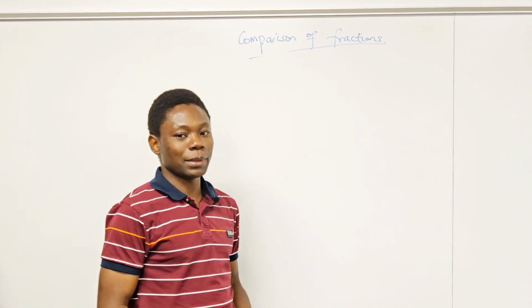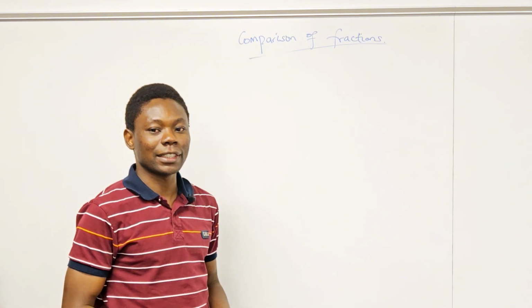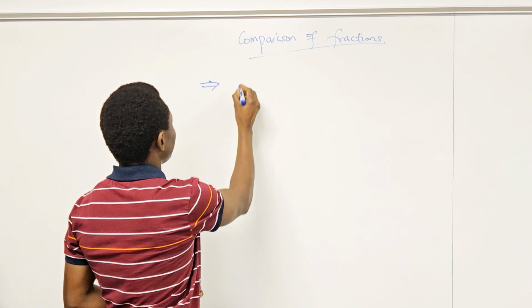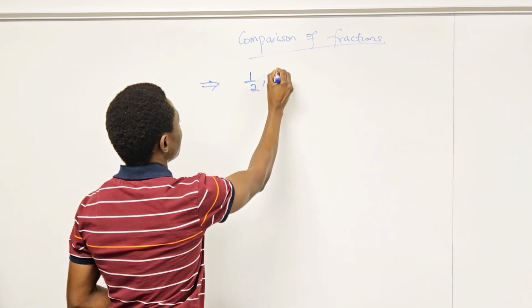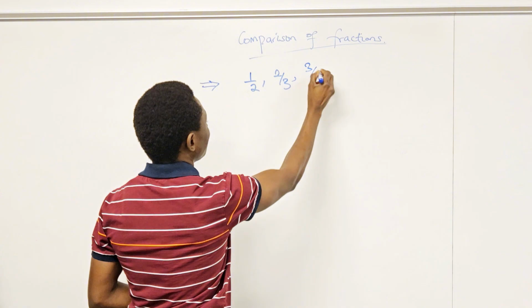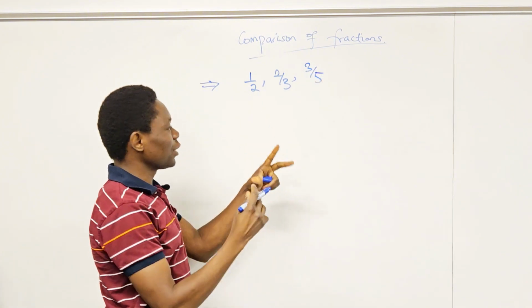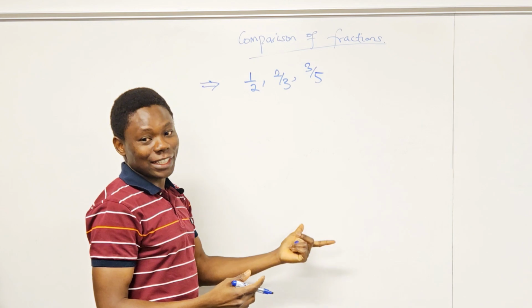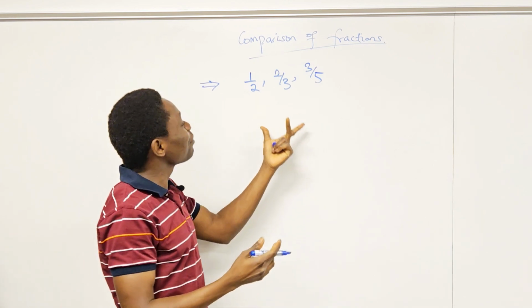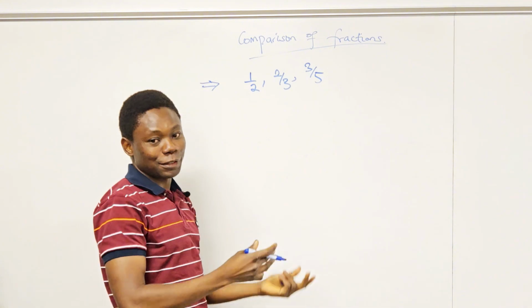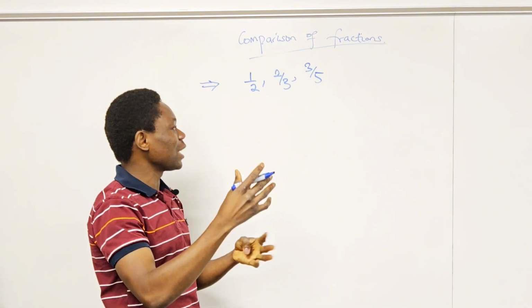Okay, now let's compare three fractions and rank them in ascending order. We have, for example, 1 over 2, 2 over 3, and say 3 over 5, right? These fractions, we're not sure if they are in ascending order, but we want to attempt ranking them and arranging them in ascending order from the lowest to the highest.